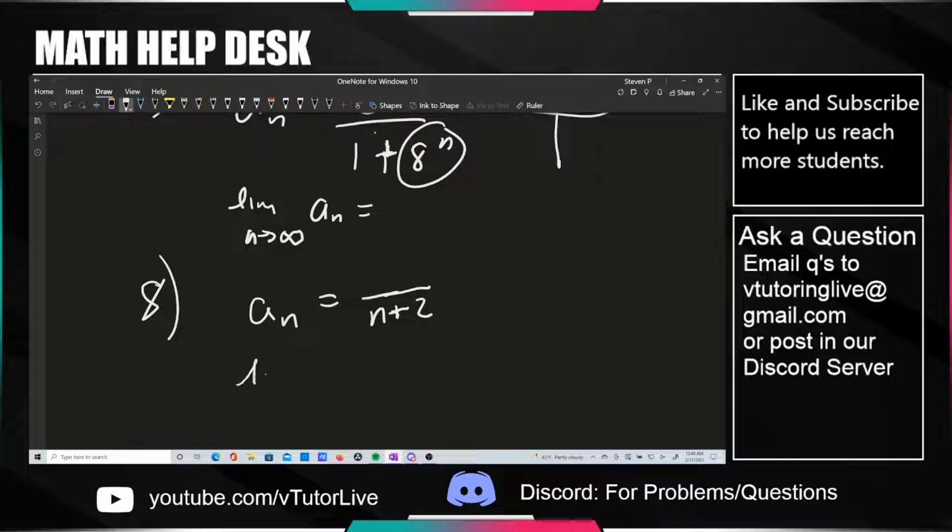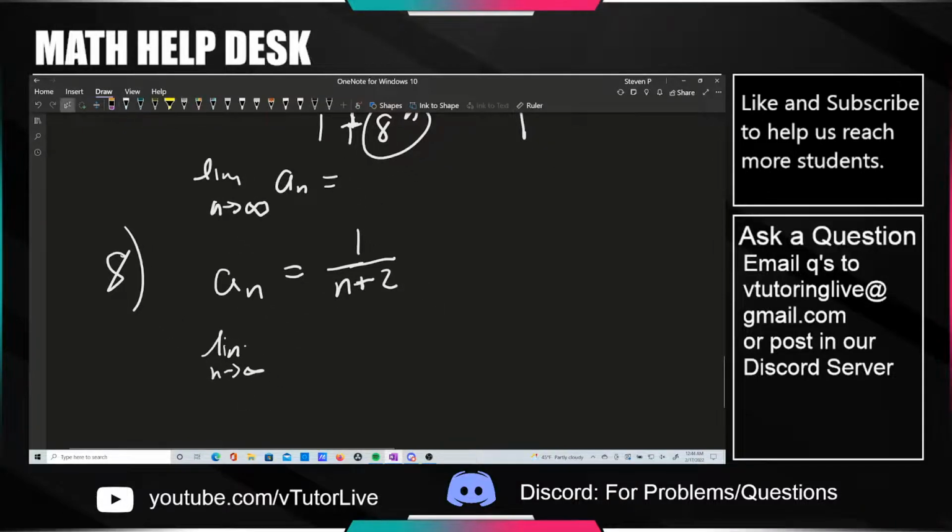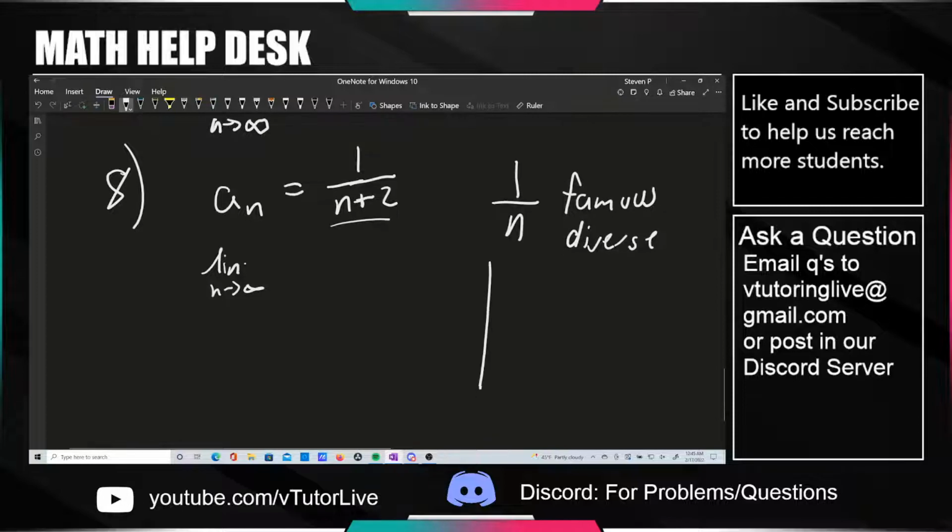So if you're being asked to take the limit as n goes to infinity for something like this, well, it's a little bit hard to argue about it directly, but what we do know is that the harmonic series 1 over n is very famous because it is known to diverge. Yeah, this 1 over n looks like, wait a minute.